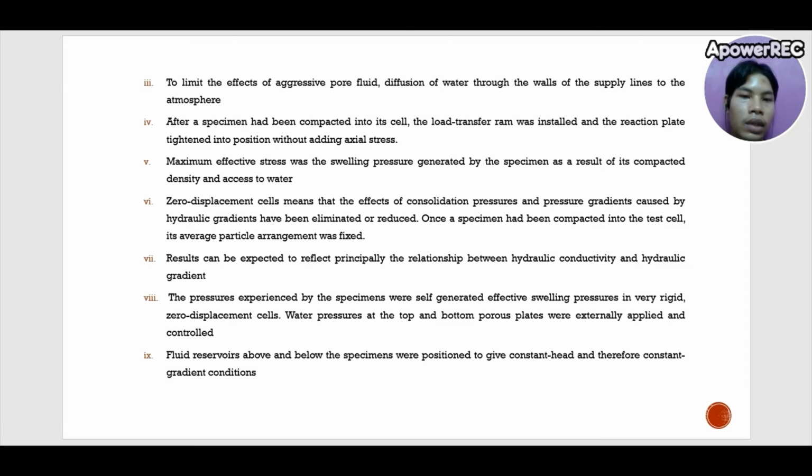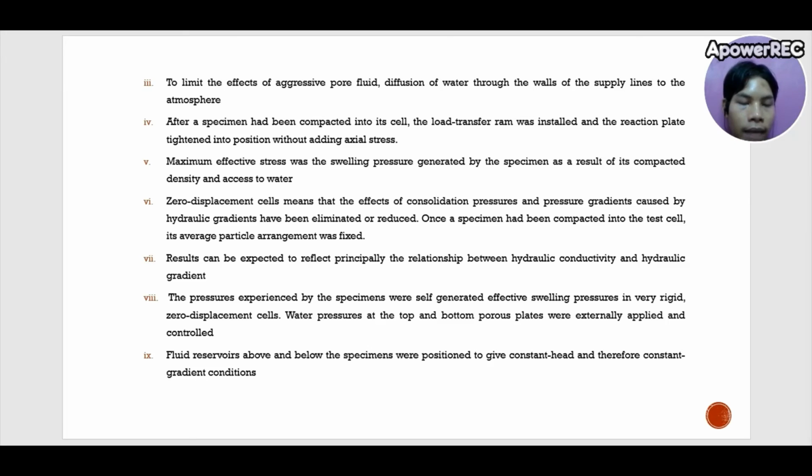Maximum effective stress was the swelling pressure generated by the specimen as a result of its compacted density and access to water. Zero displacement cells means that the effect of consolidation process pressures and pressure gradients caused by hydraulic gradients have been eliminated or reduced.